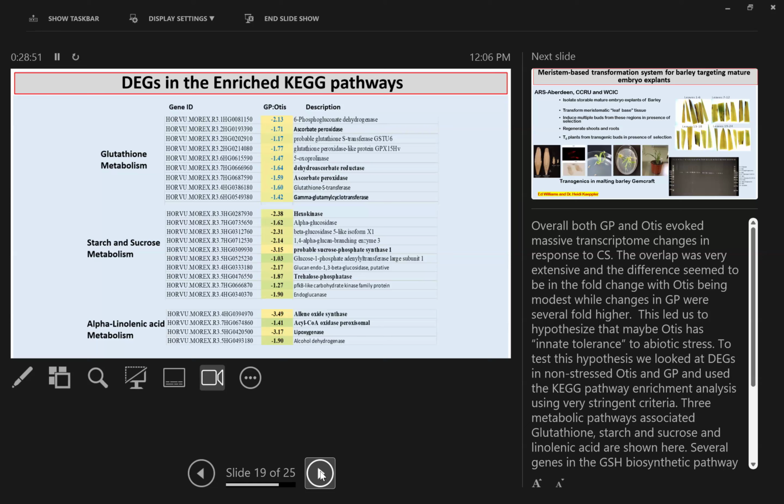Okay. And at the bottom, what we see is alpha-linolenic acid metabolism. Again, this allene oxide synthase and the peroxisomal acyl-CoA oxidase. These are key enzymes involved in the biosynthesis of jasmonic acid, which is a pro-life molecule. This is an important hormone, and so that's very exciting to see. So there is this concept of innate tolerance. So it does make sense.